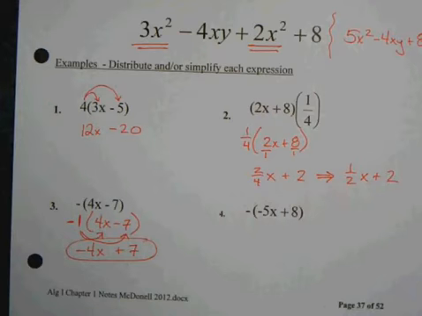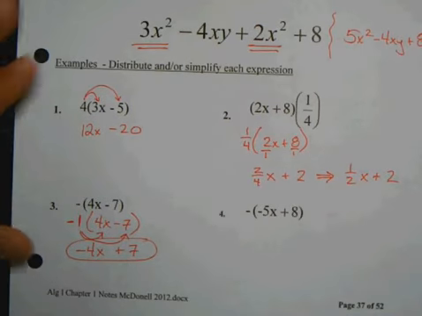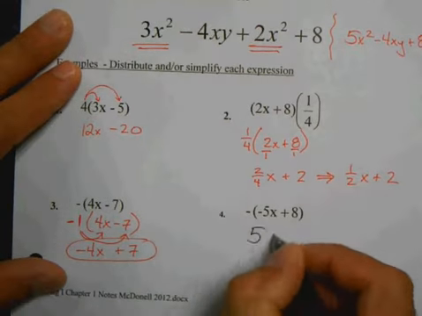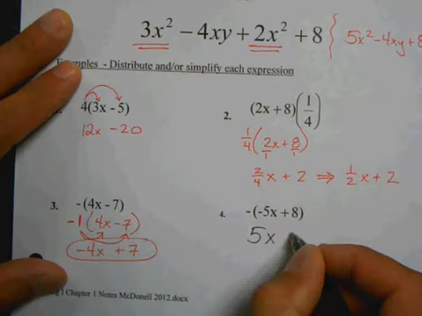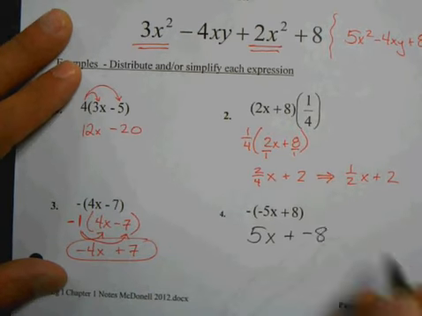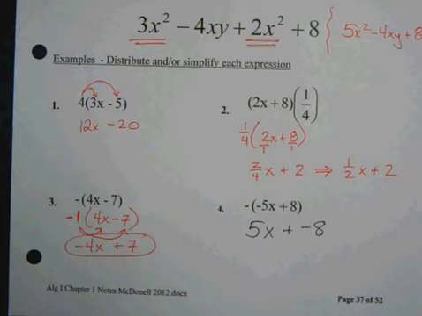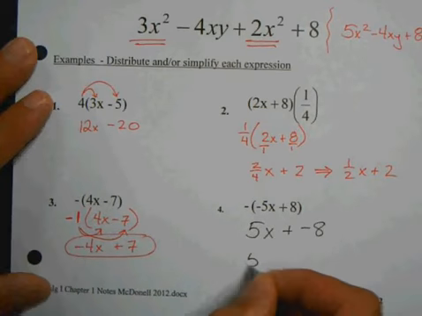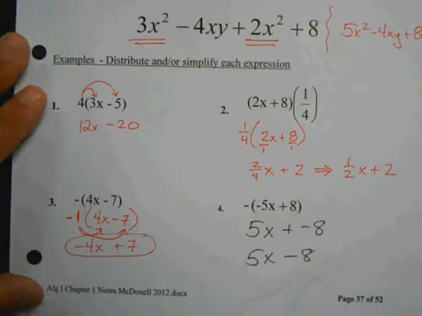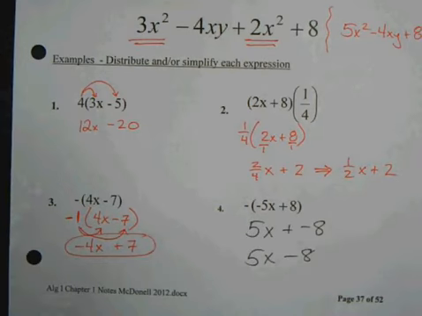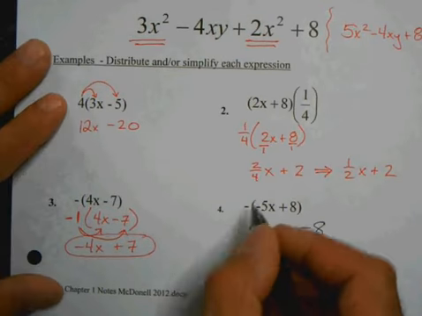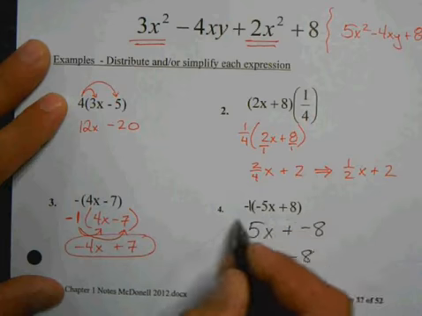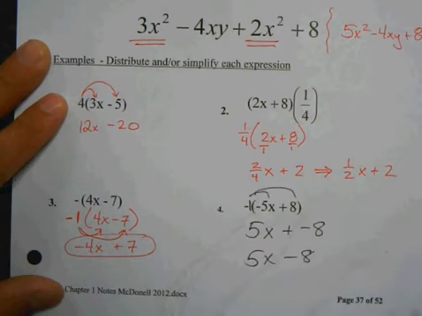Jimmy, what's Allison have? 5x what? Plus negative 8. Who has 5x plus negative 8? Who's got 5x minus 8? Are they both correct? Is one more right than the other? No. Either one. Remembering that minus becomes a minus 1, and you multiply to both parts.